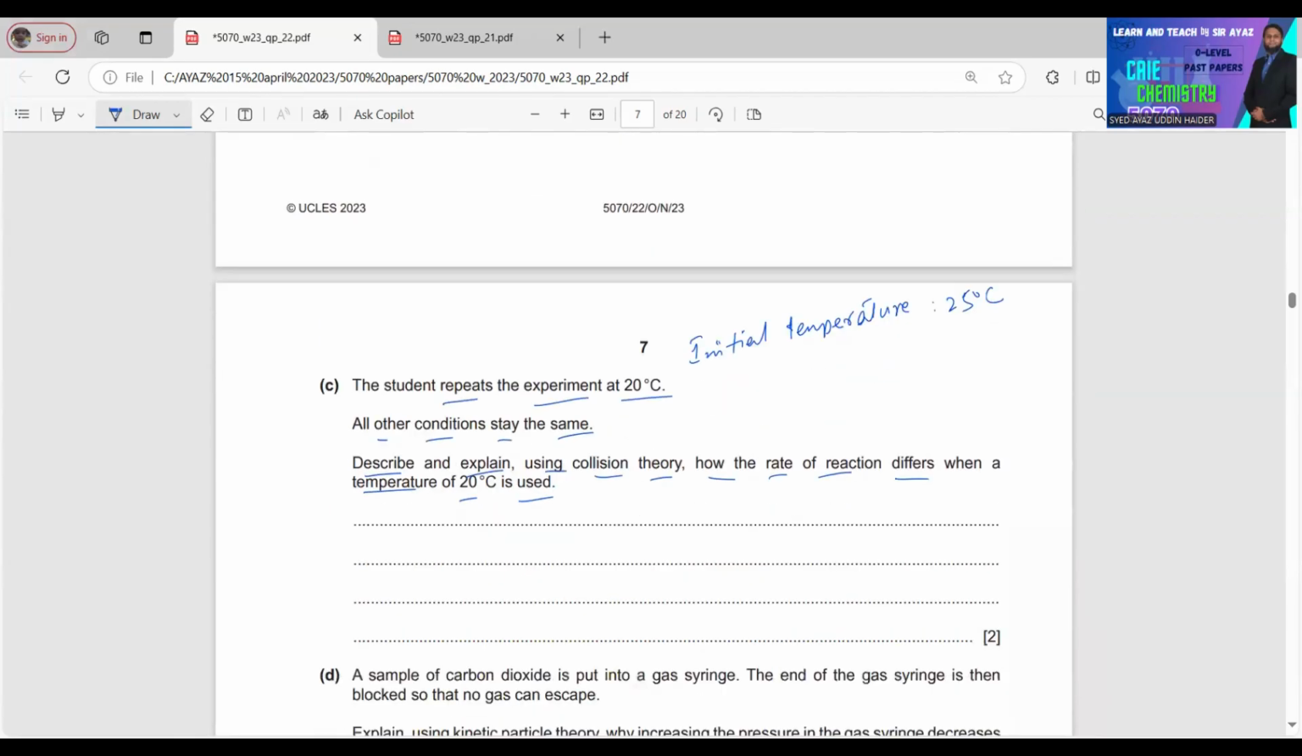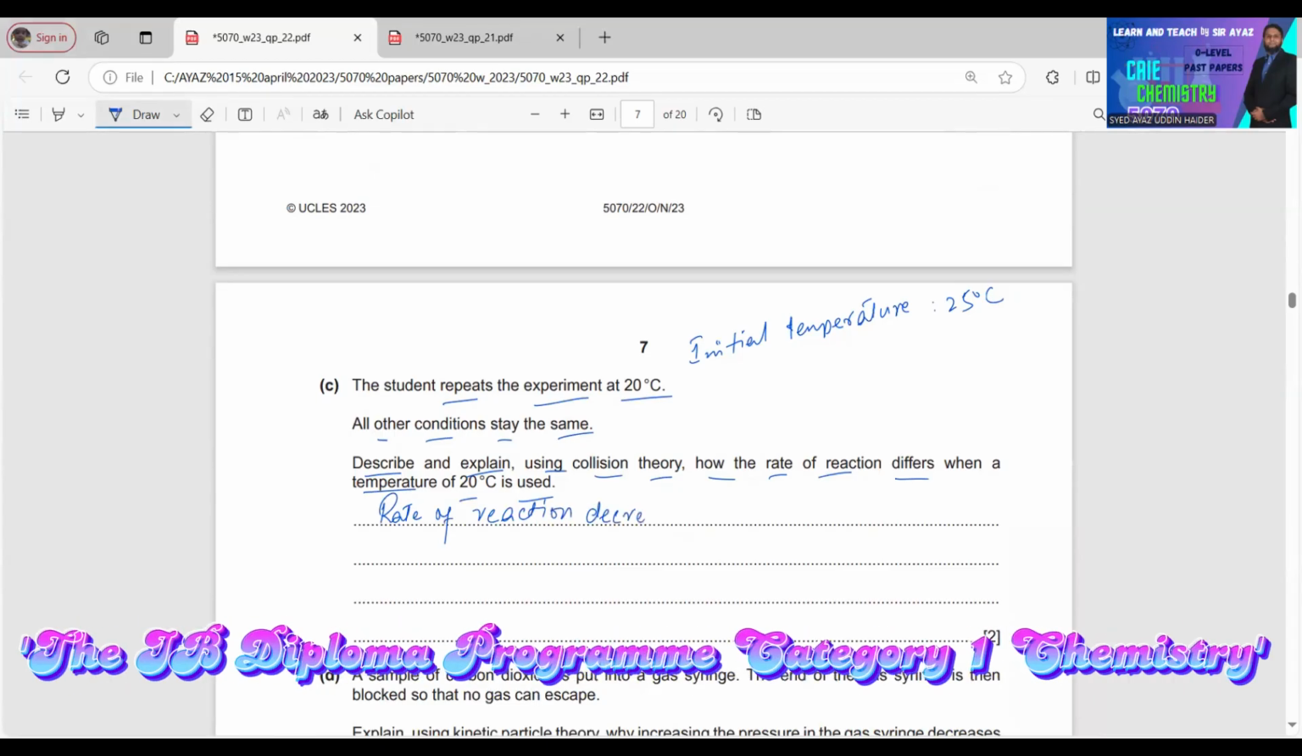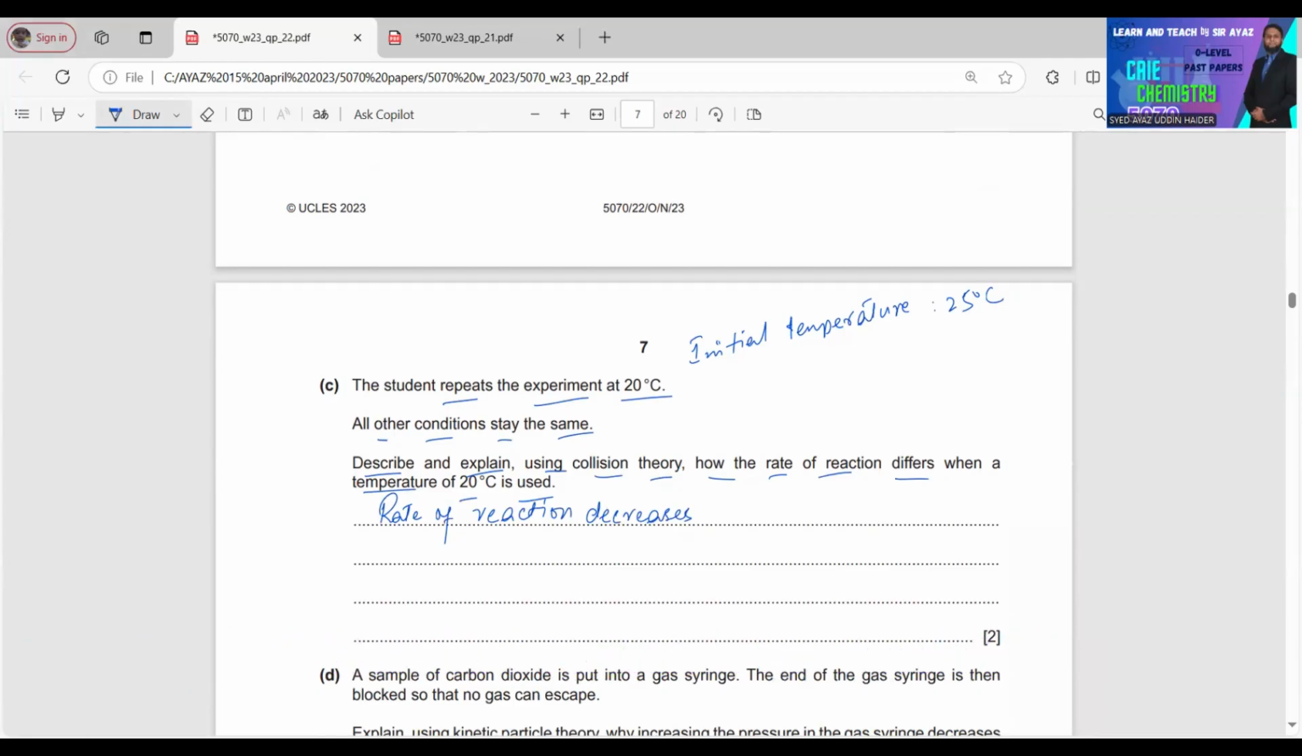Straight away I will start by writing rate of reaction decreases. Now use the collision theory and explain what will happen. So definitely it is due to the particles having less kinetic energy. Particles have less kinetic energy.